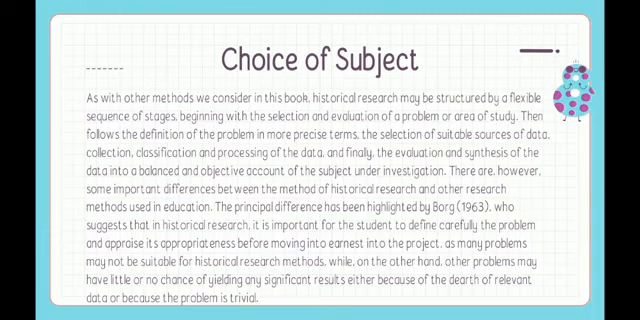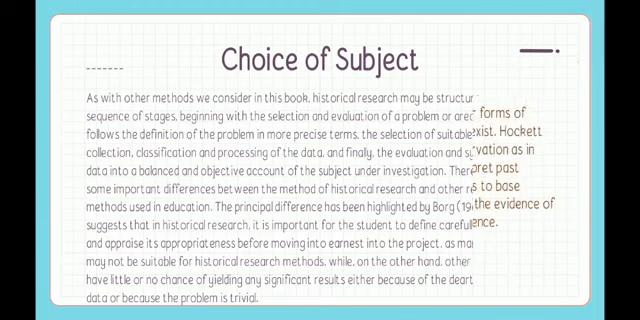There are, however, some important differences between the method of historical research and other research methods used in education. The principal difference has been highlighted by more, 1963, who suggests that in historical research, it is important for the student to define carefully the problem and appraise its appropriateness before moving in earnest into the project, as many problems may not be suitable for historical research method, while on the other hand, other problems may have little or no chance of yielding any significant result, either because of the dearth of relevant data or because the problem is trivial.